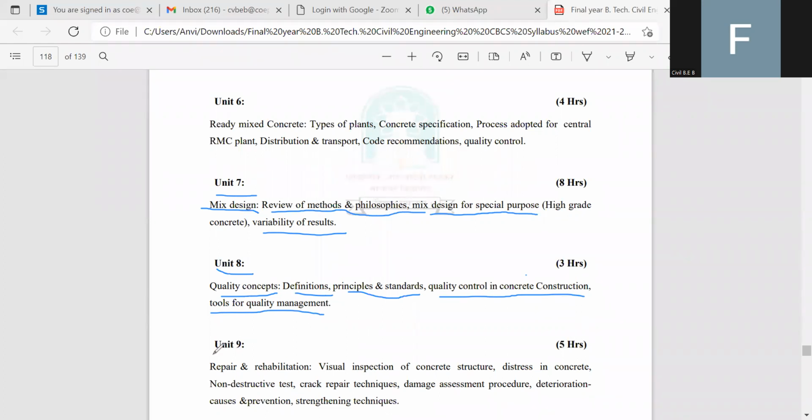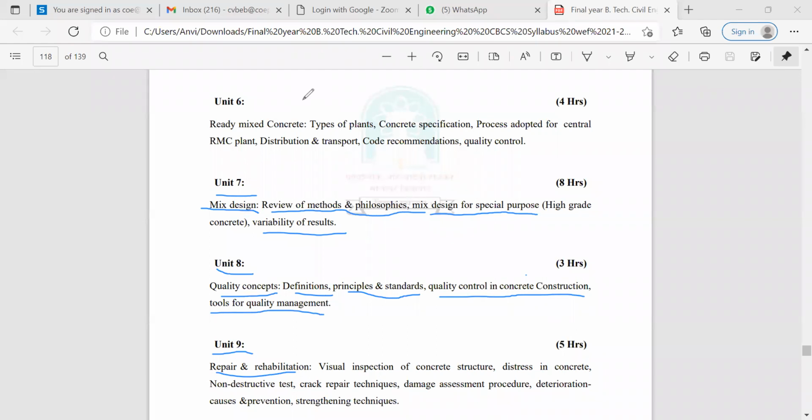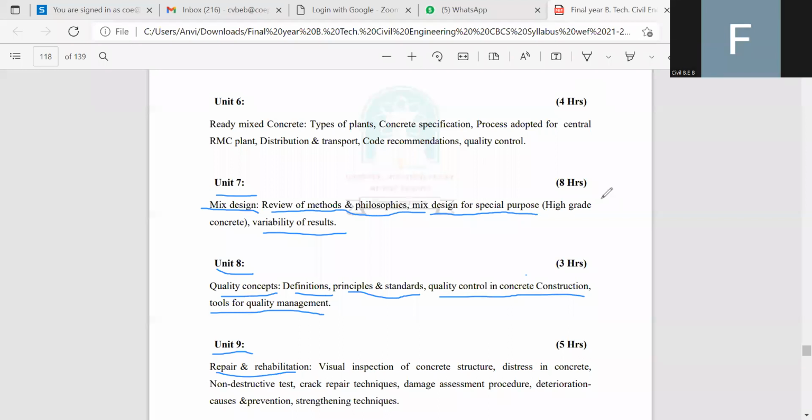And the last unit, unit number 9, is repairs and rehabilitation. We discussed repairs and rehabilitation in the morning also, as one of the outcomes. If we prepare the concrete, the concrete will be damaged after some days or some years. So there may be some repairs we have to do for this concrete, and then we can maintain the quality of concrete.